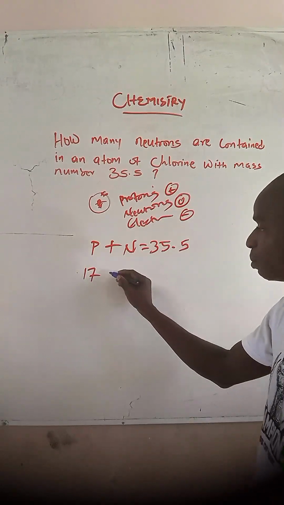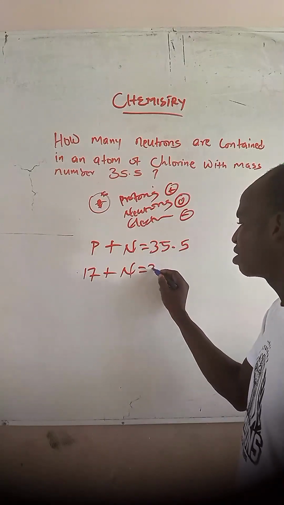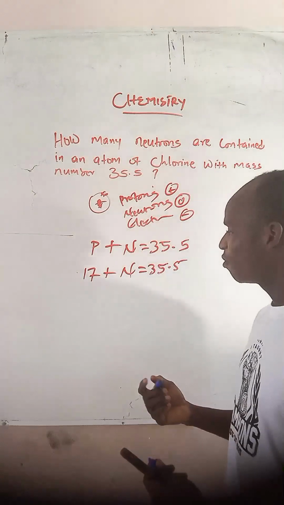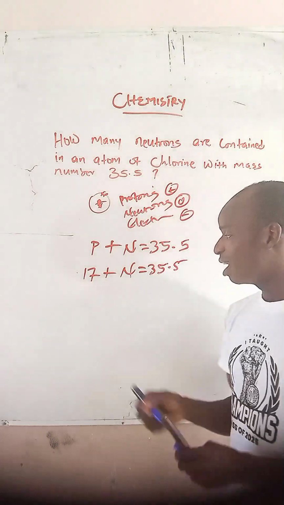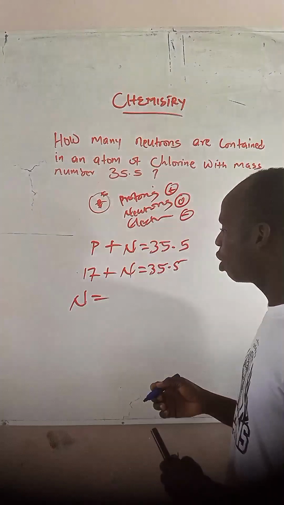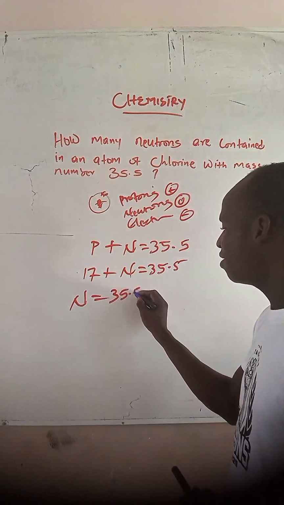That's proton number plus. Now, we're looking for the neutron number. So let's have our neutron. This is equal to 35.5. What do we do in this case? Of course, we collect like terms. How do we collect like terms? Our n, which is our neutron number, is simply equal to, so this is equal to 35.5.